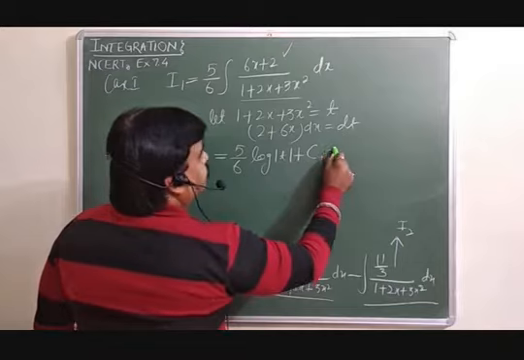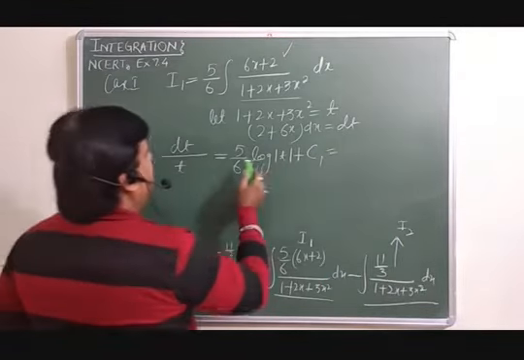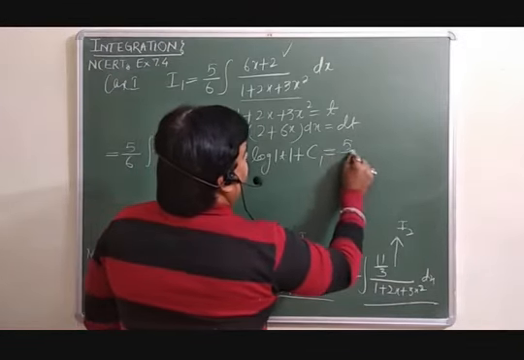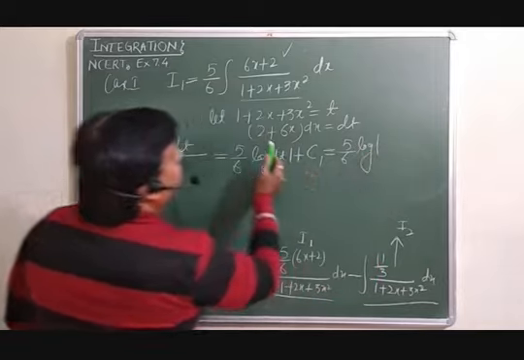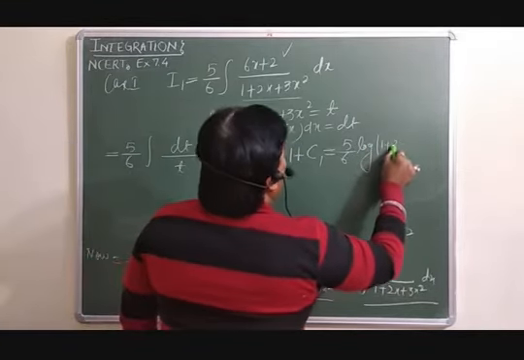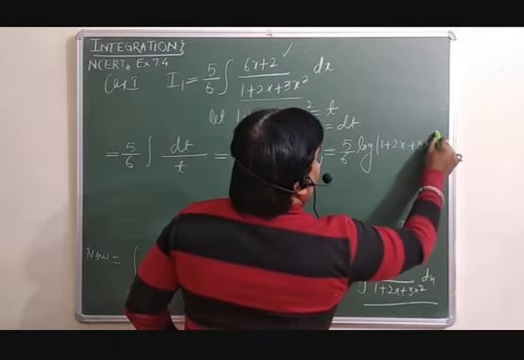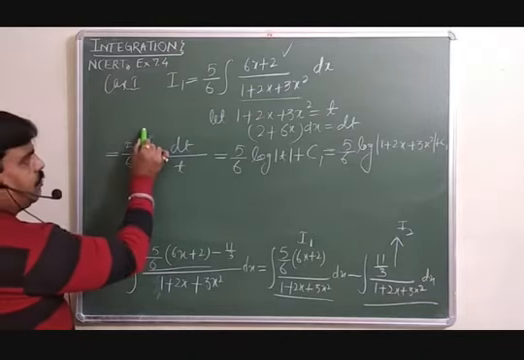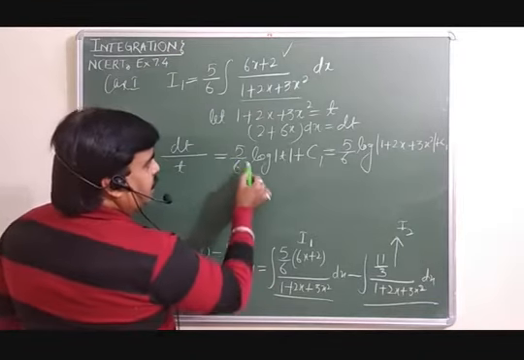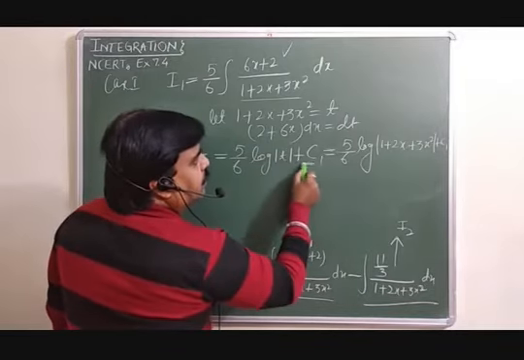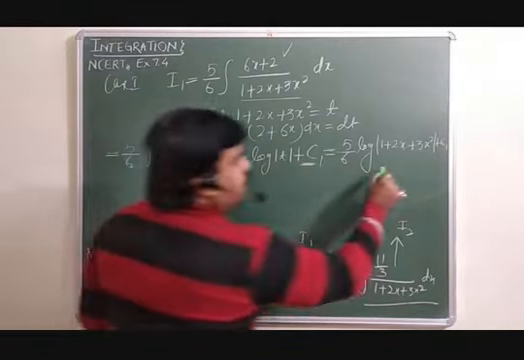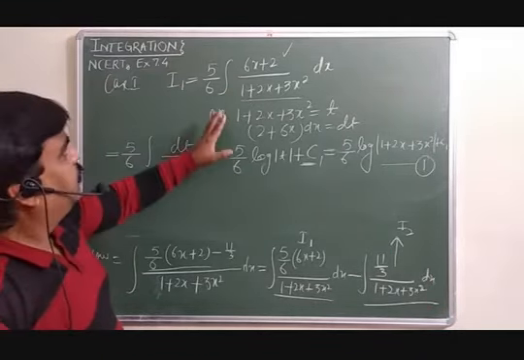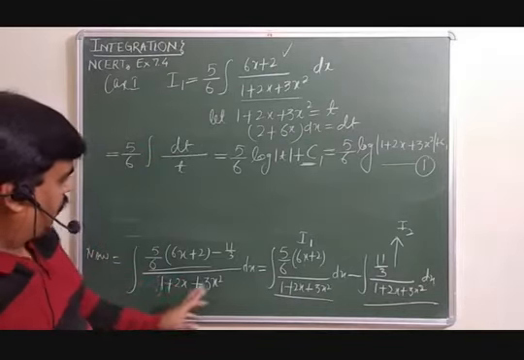So this is 5 by 6 log t, and t is already, you know, 1 plus 2x plus 3x square, plus c1. This one you can take. Or one thing you can do separately: you can take this 5 by 6 separately, and this 5 by 6 you can put with this c1 also, that we will do. So this is your I1.